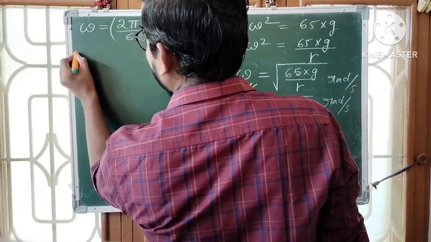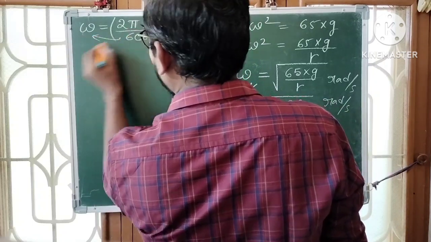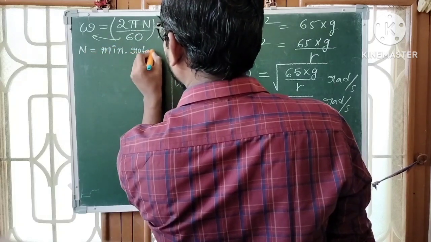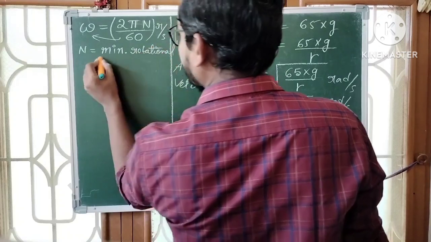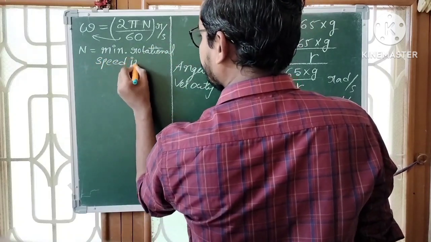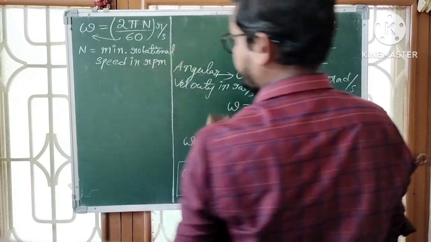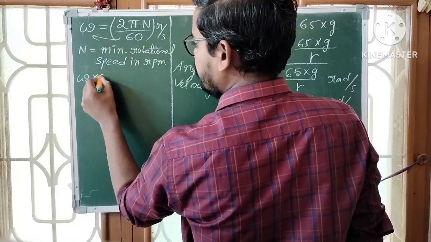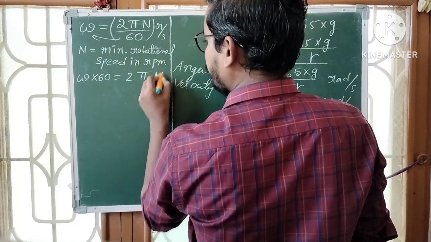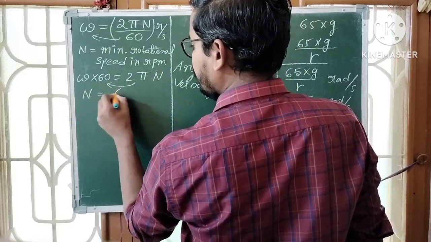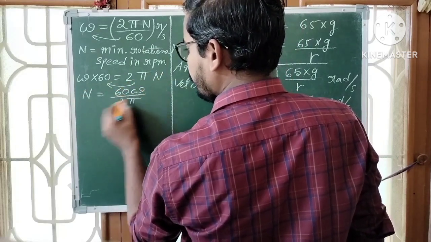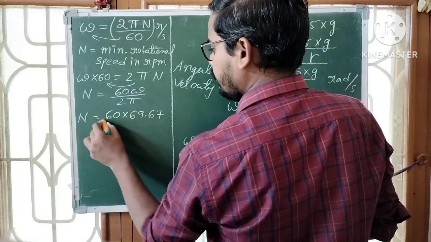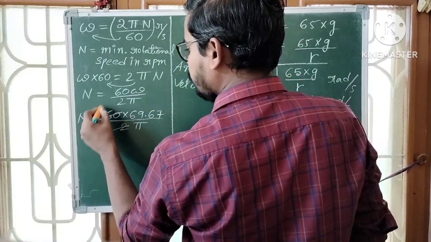Now transposing 60, we need the N value. Here N means minimum rotational speed in RPM. So omega into 60 is equal to 2 pi N. Now transposing 2 pi, multiplication becomes division. You will get 60 omega by 2 pi. Now N is equal to 60 into omega, the value of omega is 69.67, by 2 pi.